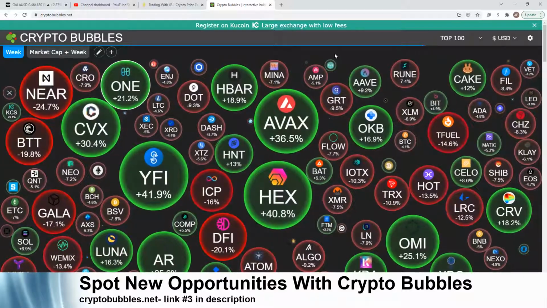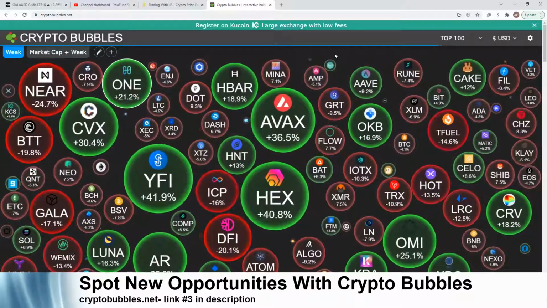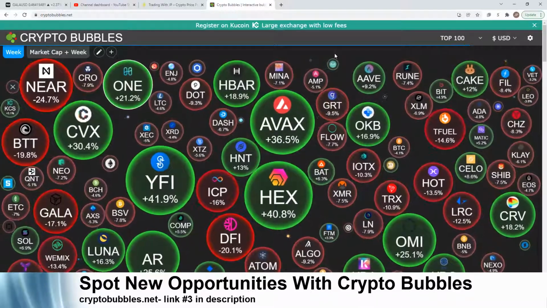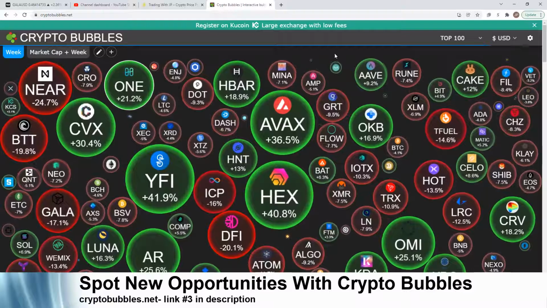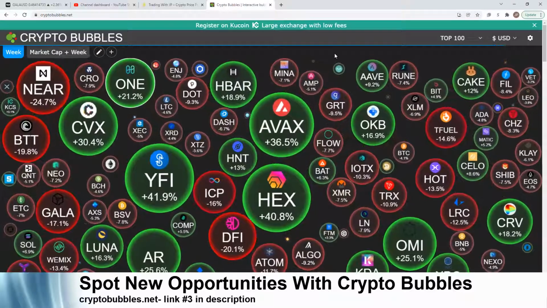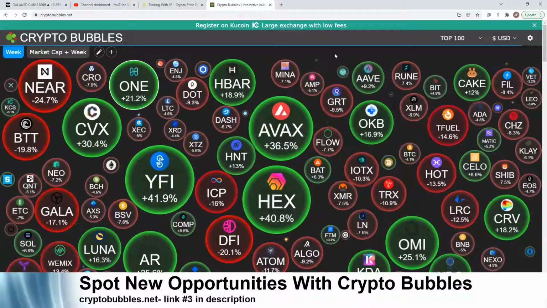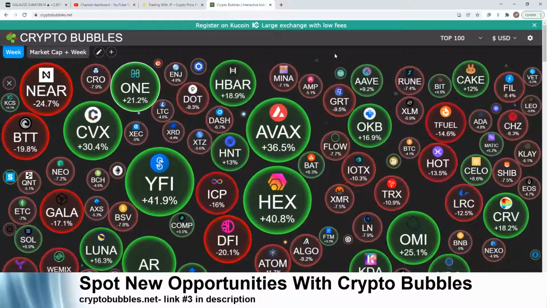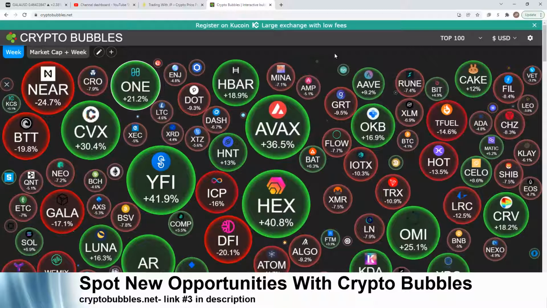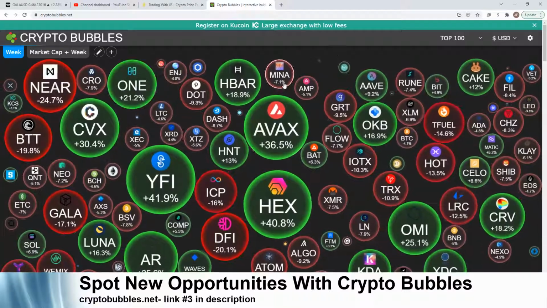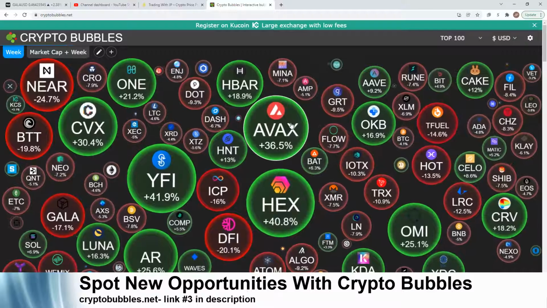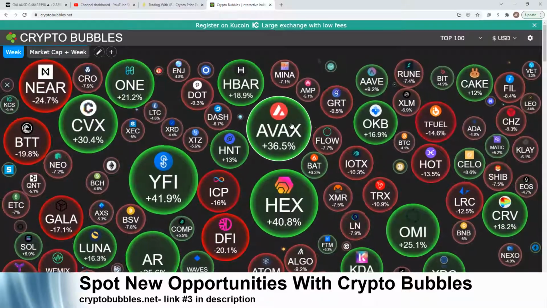It can be really time consuming to go through each individual chart manually. So cryptobubbles.net is a fun way for me to log in and say, hey, what's working over the course of the week? What's having some selling pressure? Because selling pressure creates opportunity. But I would not buy just based off of, oh, Avalanche is up 36.5% for the week, it must be going to 70 by next week, let's go ahead and buy.